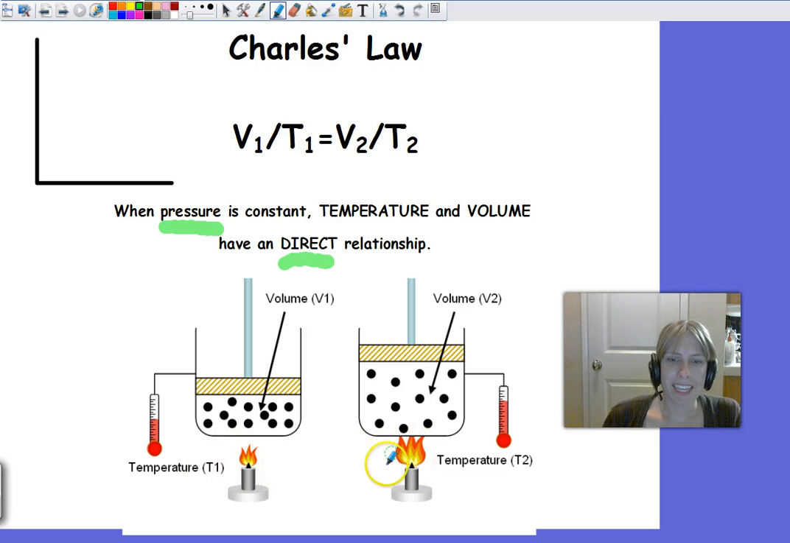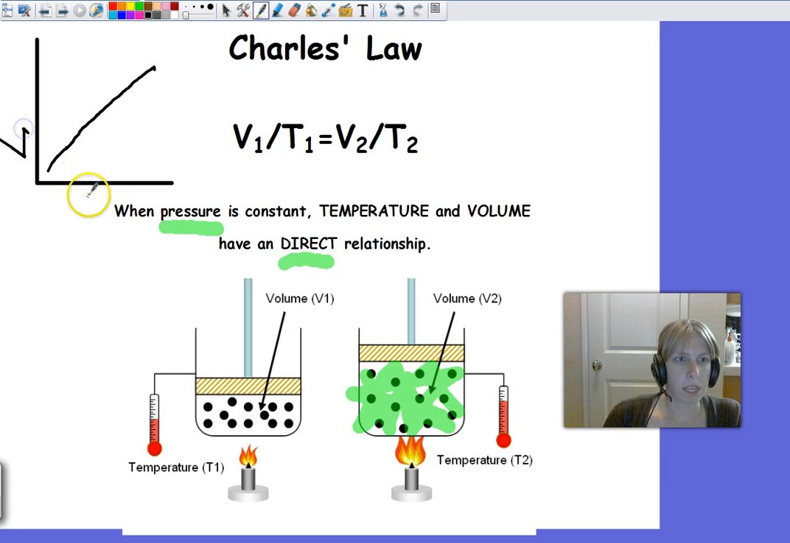If I add heat and I raise the temperature, then my volume in a container that can expand is going to increase. So this happens because the added energy in the form of heat makes the molecules move faster, and they're bouncing around this container harder, which is causing more pressure. It's causing it to expand. So Charles' law is going to have a graph that looks like this, just a straight line when we graph our volume and our temperature.